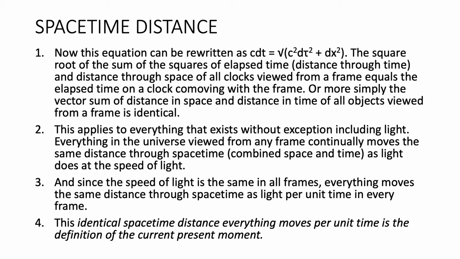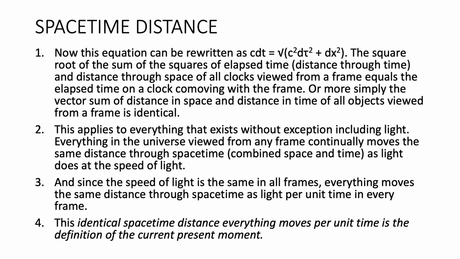Now this equation can be rewritten as the square root of the sum of the squares of elapsed time and distance through space of all clocks viewed from a frame equals the elapsed time on a clock co-moving with the frame. Or more simply, the vector sum of distance in space and distance in time of all objects viewed from a frame is identical. This applies to everything that exists without exception, including light.